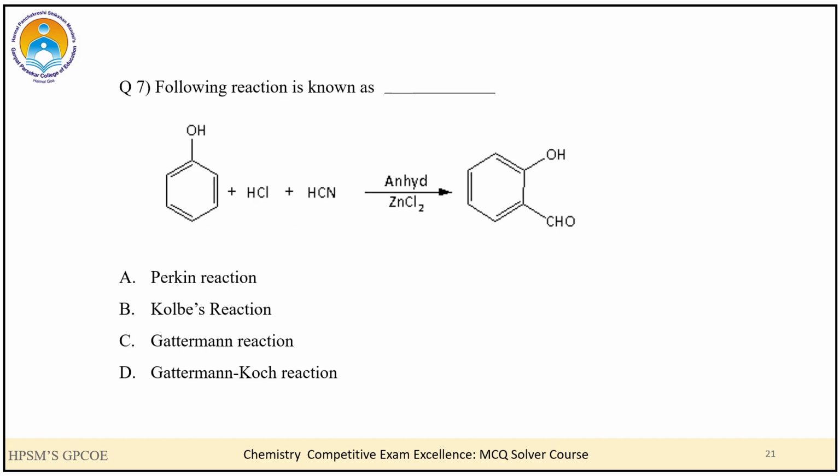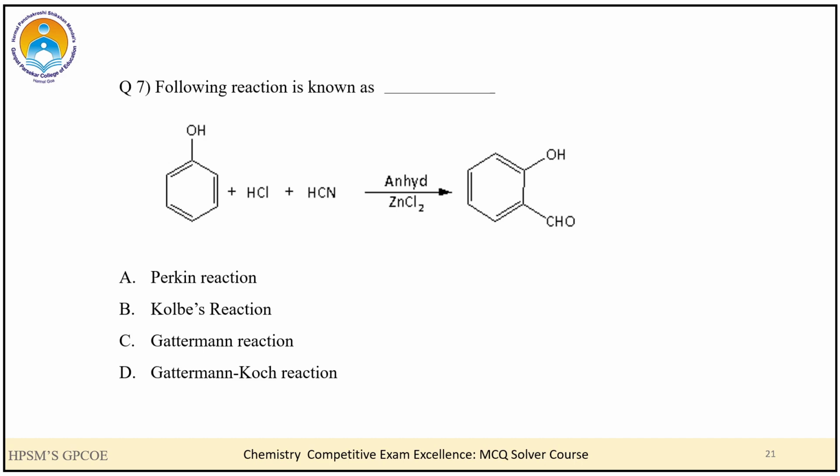Moving on to the next question, that is question 7. The following reaction is known as dash. Here reaction is given and the options are as mentioned. Option A, Perkin reaction. Option B, Kolbe's reaction. Option C, Gattermann reaction. And option D, Gattermann-Koch reaction.